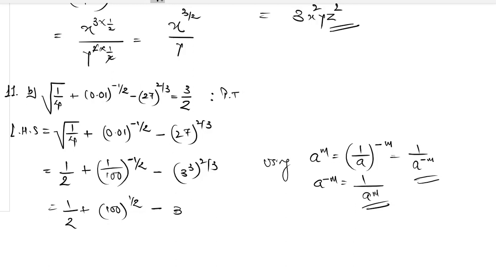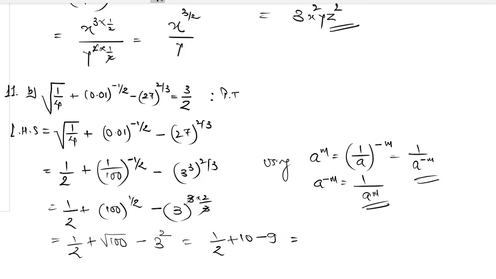Great. So this will become 3 into 2 by 3. 3 will get cancelled. So 1 by 2 plus 100 raised to 1 by 2 is root of 100 minus 3 square. So this is 1 by 2 plus 10 minus 9. 10 minus 9 is 1. So 1 by 2 plus 1. If you take LCM, you get 3 by 2.